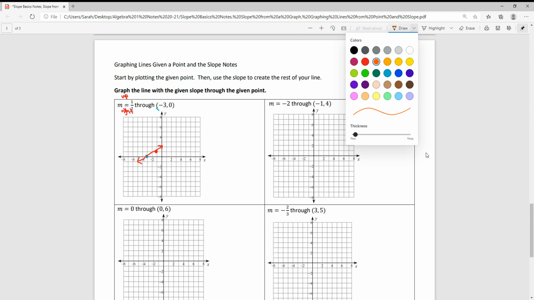On your homework, you're going to actually be matching graphs that go through the correct point and have the correct slope instead of drawing the lines yourself.